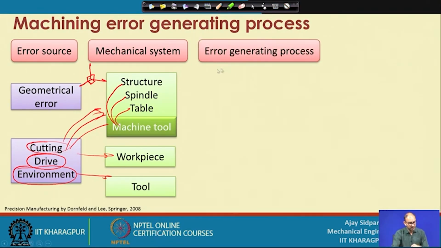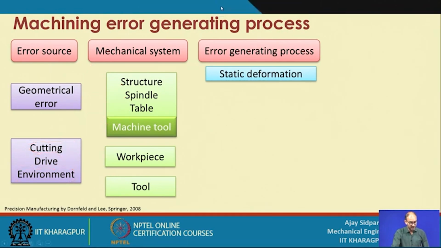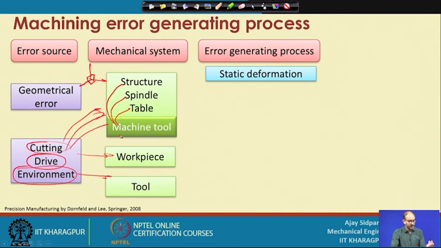Then error generating processes, what are these things? So, this is the static deformation. In static deformation, even if you are not doing any machining operation, because of the aging of the machine tool, there is a static deformation in the structure, and in the table also. In that way you end up with some type of problems.